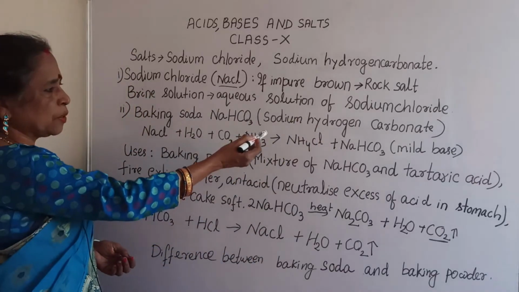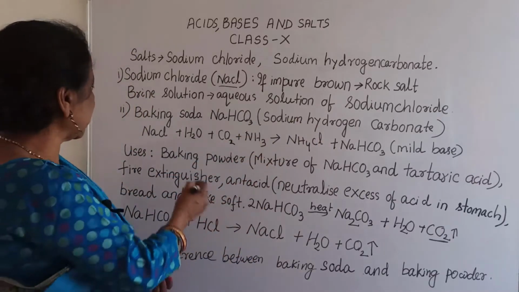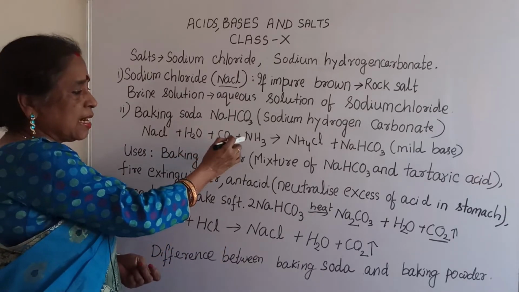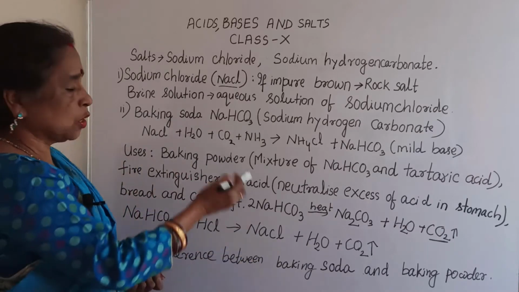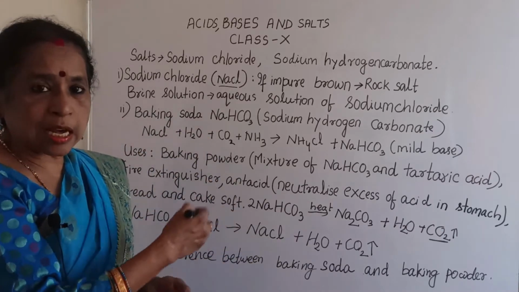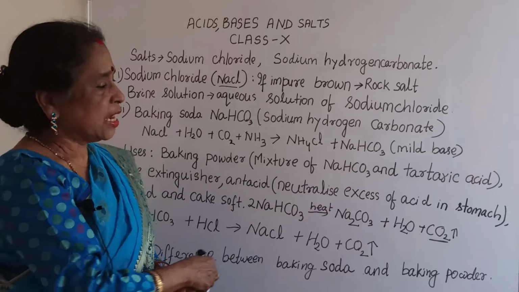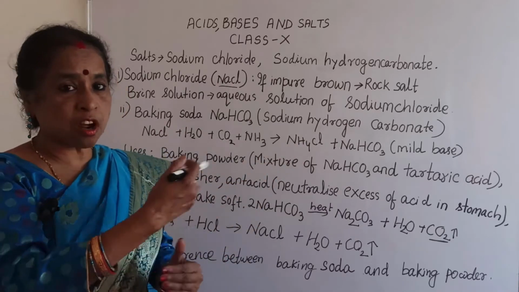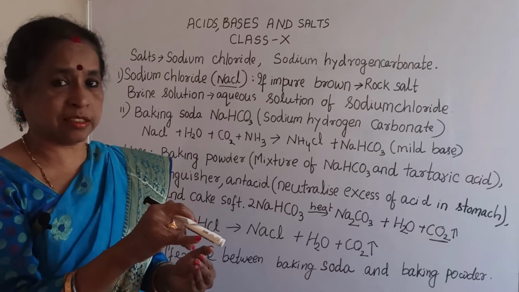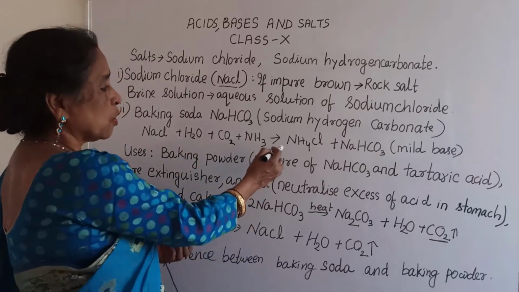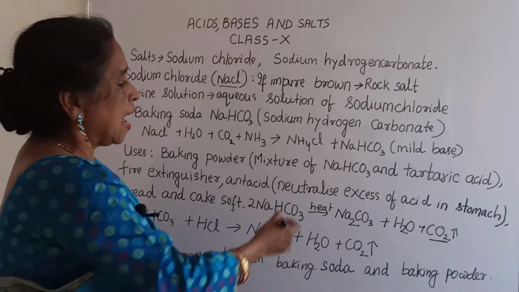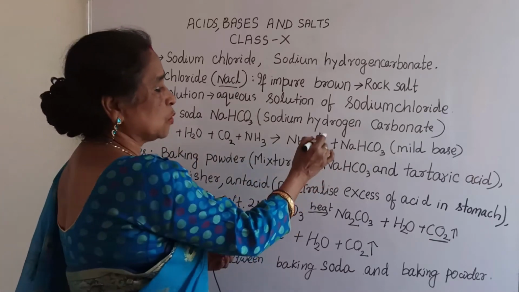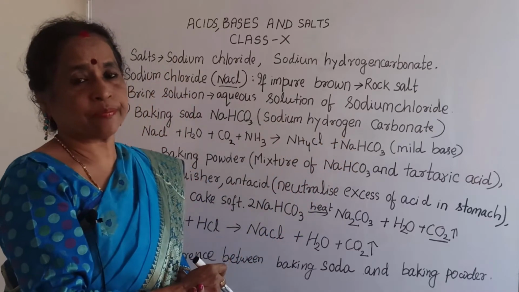Then how can you prepare sodium hydrogen carbonate? You take sodium chloride, water, carbon dioxide and ammonia. It forms ammonium chloride, one byproduct, which is not necessary for us in this reaction, that is called a byproduct. So NH4Cl is a byproduct and this is the main product. What is that? NaHCO3, that is sodium hydrogen carbonate.